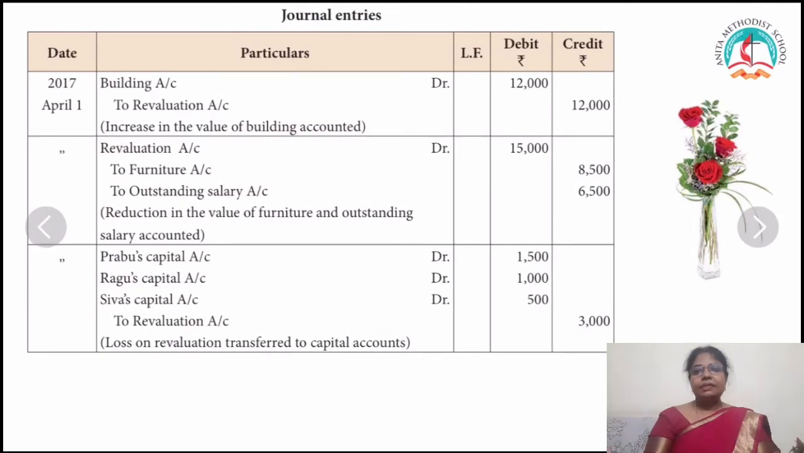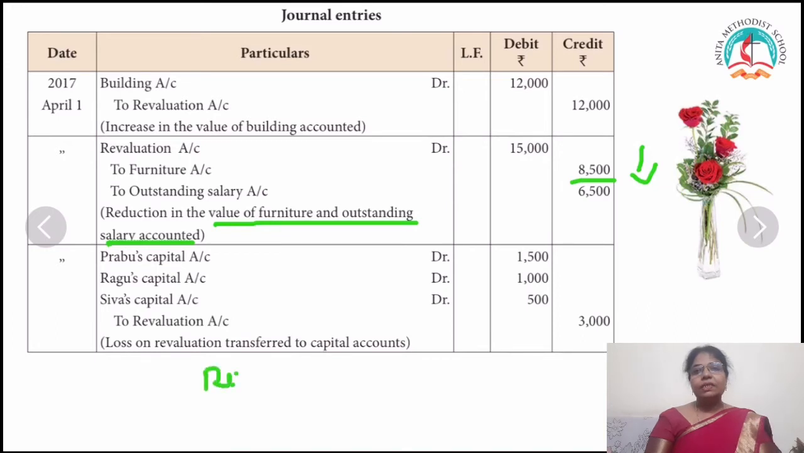The next journal entry is for decrease in the value of an asset. So here the furniture is decreased by 8,500. So revaluation account debit to furniture 8,500 and to outstanding salary account 6,500. So revaluation is 15,000. So reduction in the value of furniture and outstanding salary accounted.